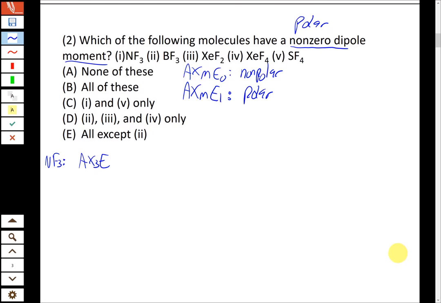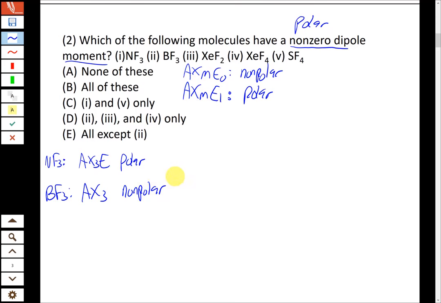Right. Okay, so then for the first one, NF3, it's going to be AX3E. As we said, anything with one lone pair, E or just E1, is going to be polar. So we don't necessarily have to draw the structure or think about it in any more detail than that. If we go to BF3, which is the next answer choice, we would come up with AX3E0, or just AX3, so there are no lone pairs on the center atom. All of those structures with no lone pairs would be nonpolar.